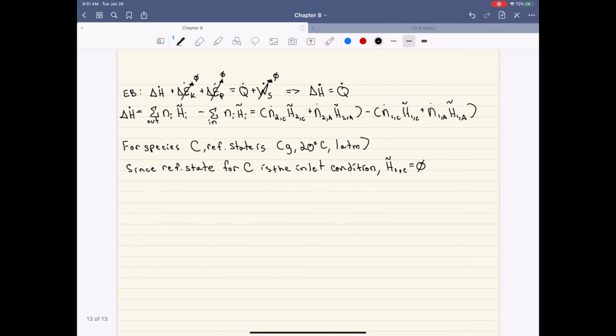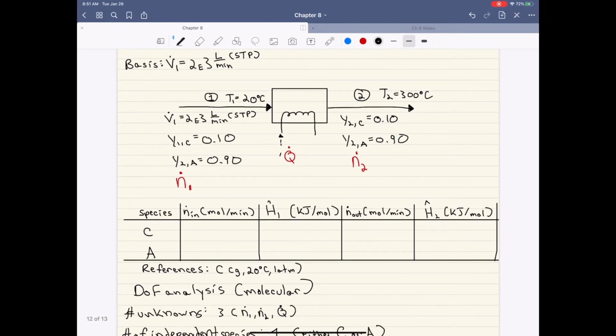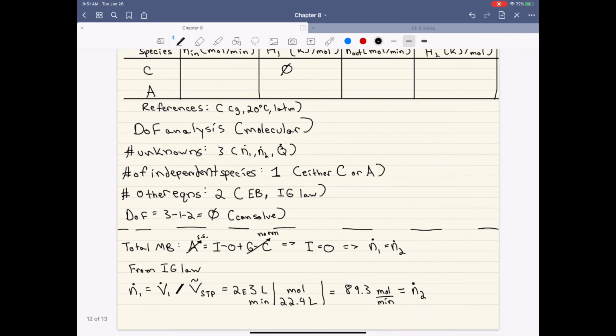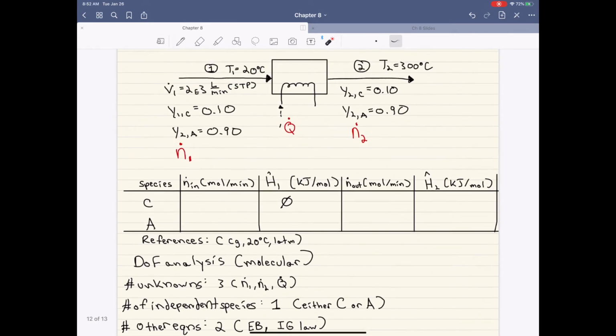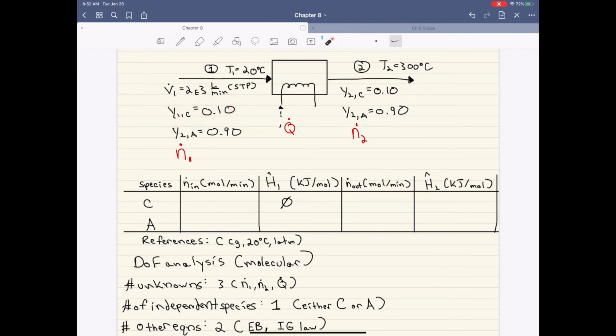All right. So for H1C, we already got it, and we don't even need to worry about this term anymore. But for H2C, let me fill that in here. So this is going to be 0, right? So that's 0 there. And as far as the molar flow rate, we know the total N1 is 89.3, and we know that the mole fraction of the methane in the inlet stream is just 10% of that. So we could just write in real quick that that's the molar flow rate.